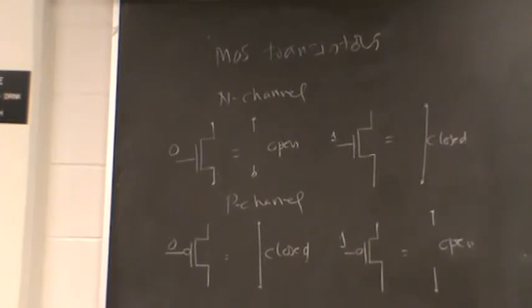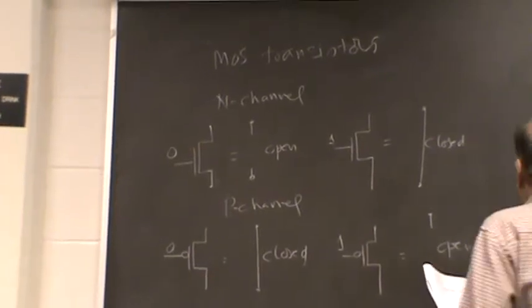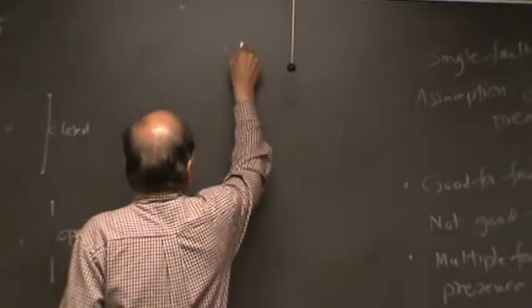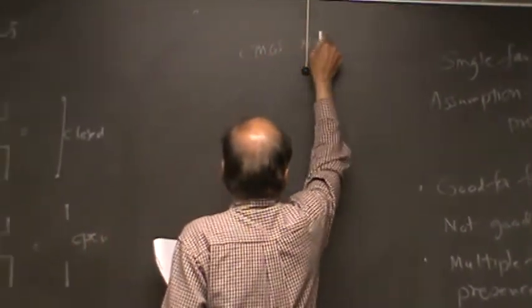Now let us assume the transistor. Okay, let me first show you an example of a gate using these transistors. And as an example, let's look at the CMOS NOR gate.